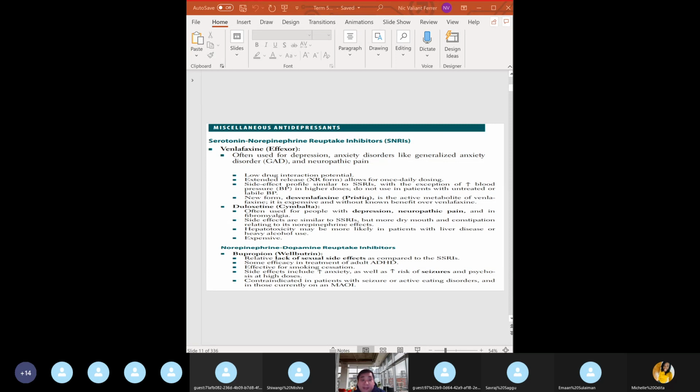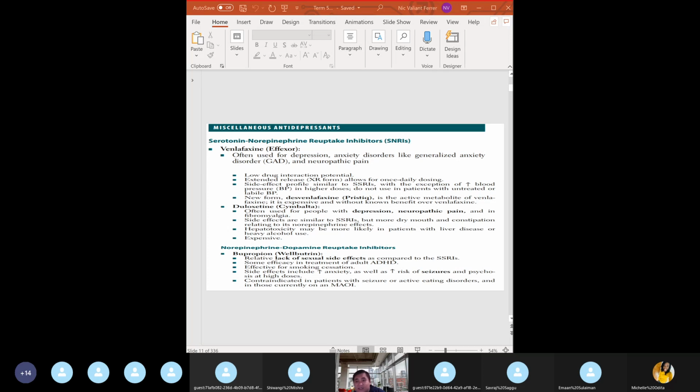stopping these medications. Another favorite of SGU, bupropion, your norepinephrine dopamine reuptake inhibitor. So high yield, lack of sexual side effects as compared to the SSRIs. However, beware. Why? It can lower the what? Bupropion can lower what? The seizure threshold. Exactly, seizure threshold. It's right over there on the slide, people. Side effects include increased anxiety as well as increased risk of seizures and psychosis at high doses.